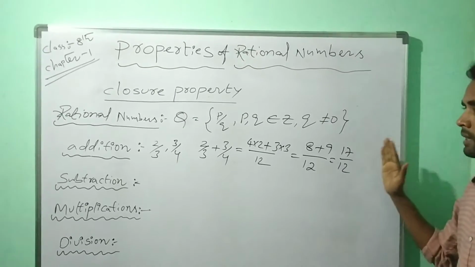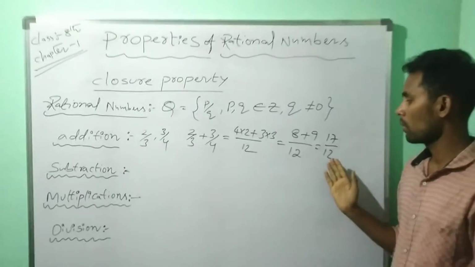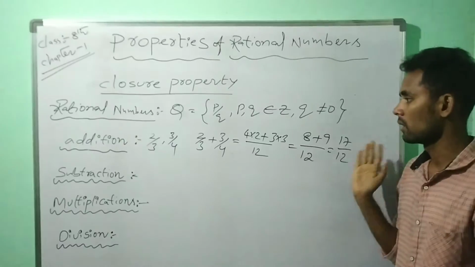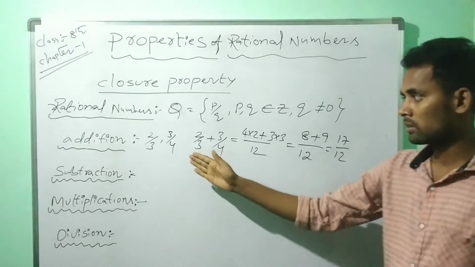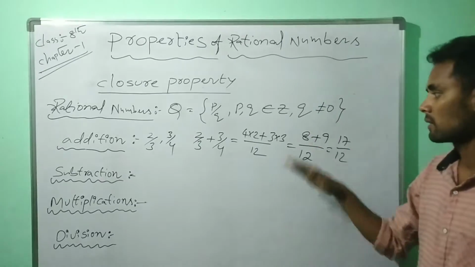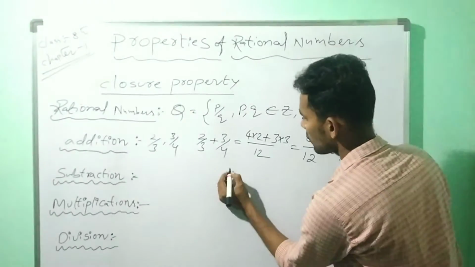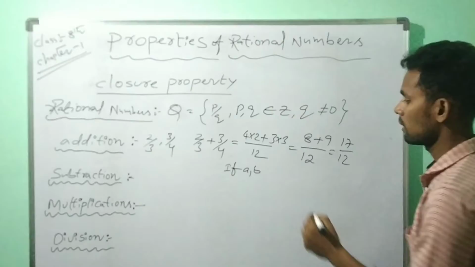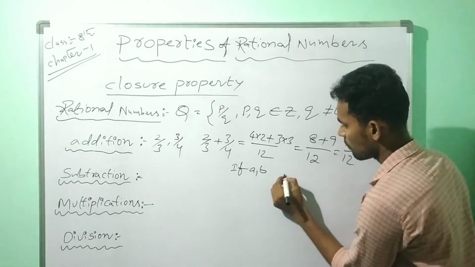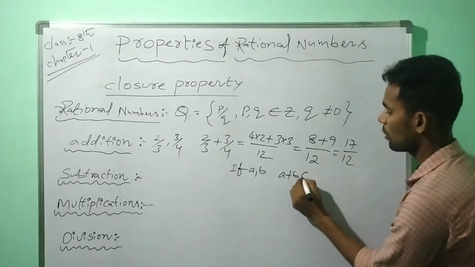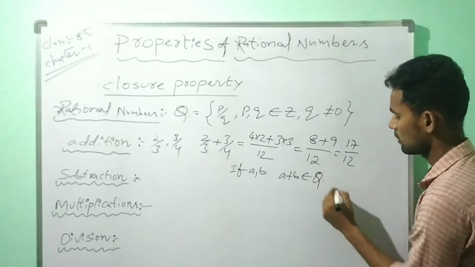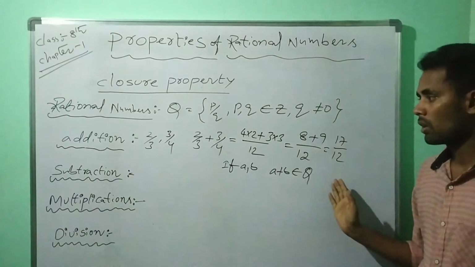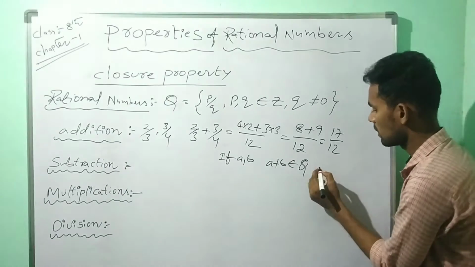17 by 12 is a rational number, with p equal to 17 and q equal to 12, but q not equal to 0. So the sum of any two rational numbers is also a rational number. If a and b are any two rational numbers, then their sum a plus b is also a rational number. So rational numbers are closed under addition.